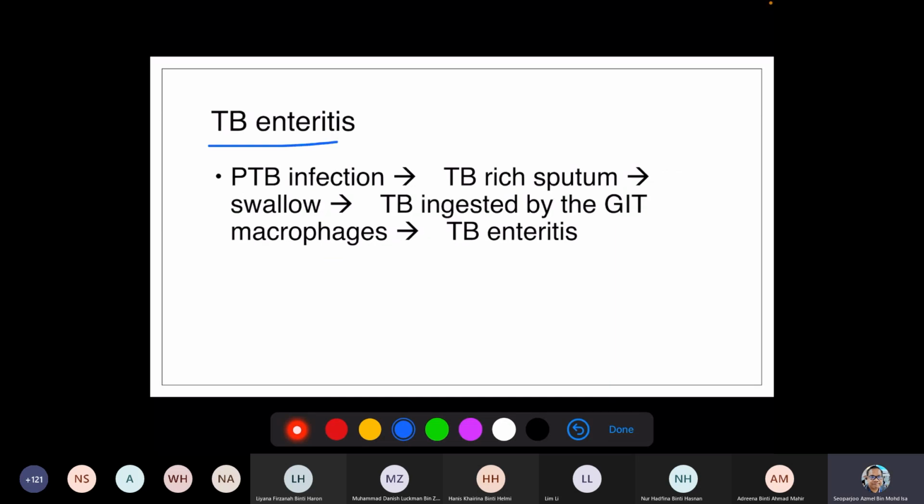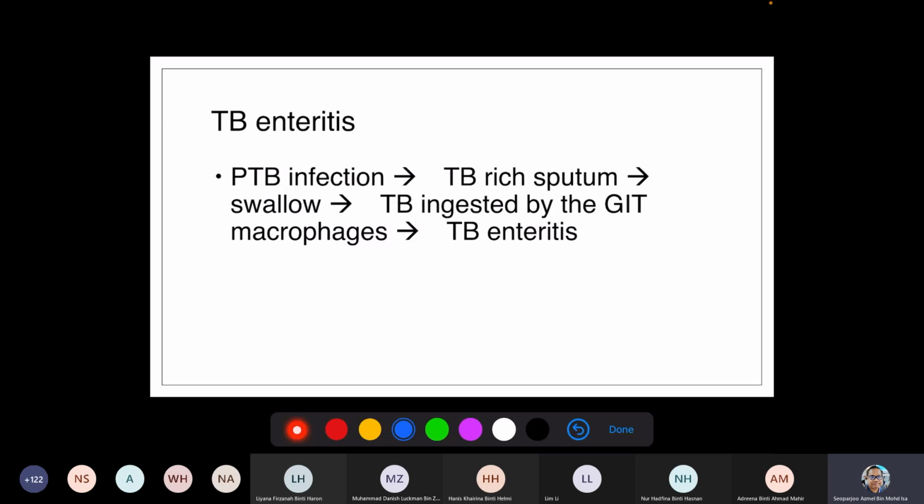Next is TB enteritis, another complication. Again, we start with PTB infections. Sometimes these pulmonary tuberculosis patients cough out some amount of sputum, and if a lot of sputum is swallowed, the TB contained within the sputum will be ingested by the GIT macrophages and cause TB enteritis later.